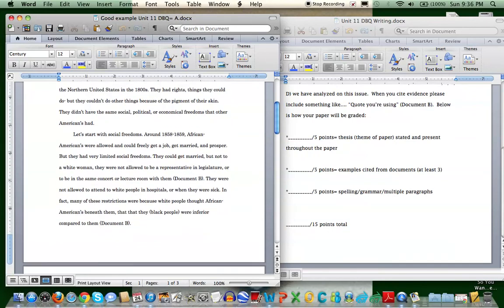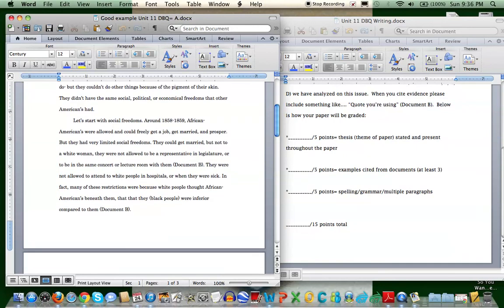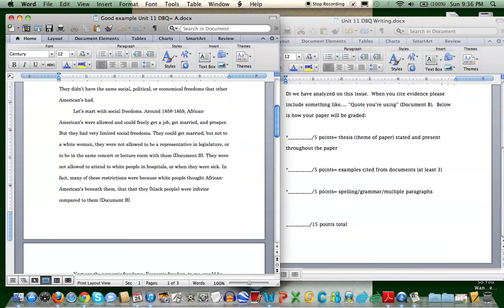They were not allowed, and again, these theys, this is something that a lot of you did. They were not allowed to attend to white people in hospitals or when they were sick. In fact, many of these restrictions were because white people thought African Americans, and there probably should be a were in here, and that they, black people, again, if you're going to use this they, you put these parentheses, now I understand who you're talking about, were inferior compared to them. Again though, too many uses of theys and thems, but correct documentation showing me that the student knows where things are coming from.